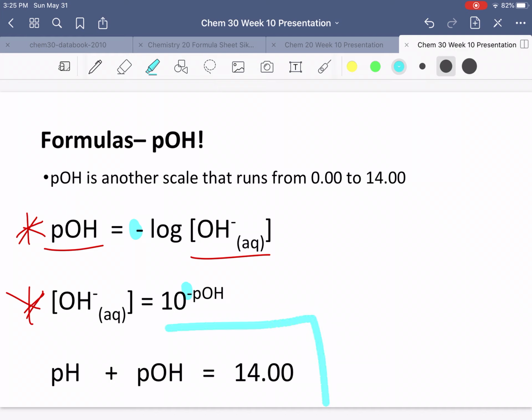One more formula, total review from Chem 20. The pH and the pOH, this is a hugely useful formula, by the way. It's a nice time saver. They will always add up to exactly 14, right? This is a done deal and very, very useful when it comes to questions where you're asked to find pH and pOH and hydronium concentrations and hydroxide concentrations, which, no surprise, you are going to have to do.